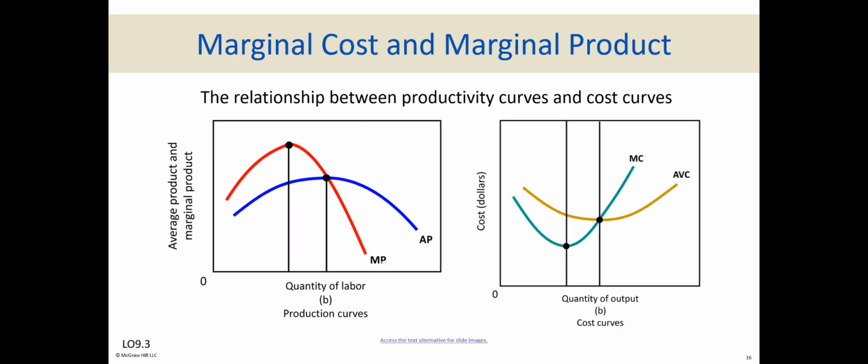And now let's compare marginal cost and marginal product. When marginal product is increasing due to specialization, we realize that both marginal cost and average variable cost are decreasing. And then when marginal product starts decreasing, we will realize that marginal cost and average cost curves are increasing.